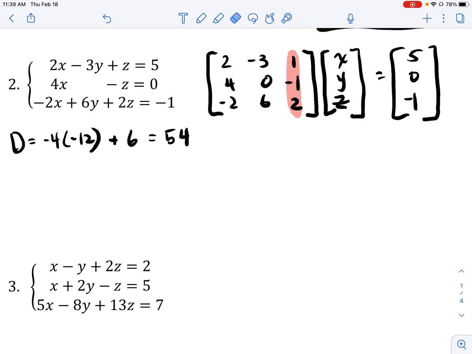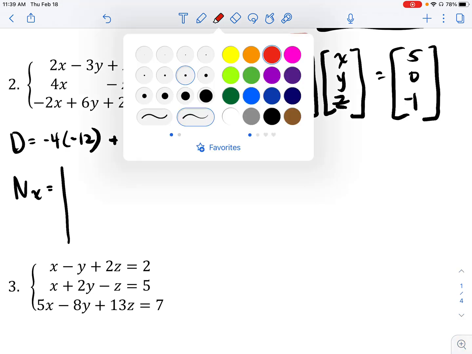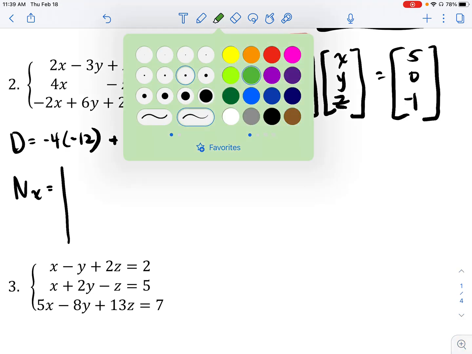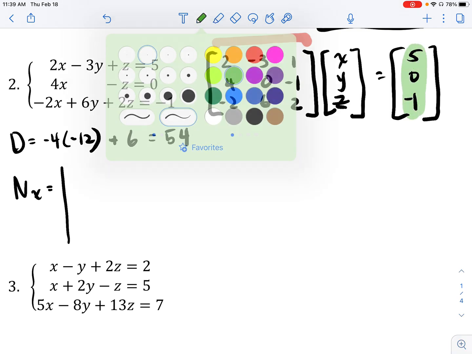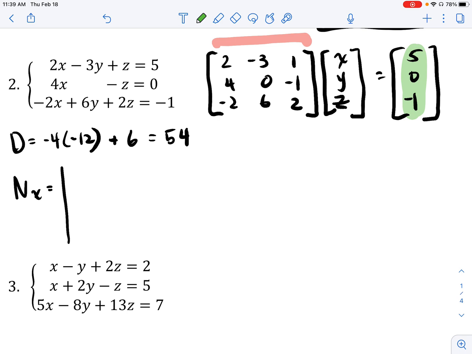Okay, let me go ahead and erase these now. So now let's move on to finding our other determinants. So n sub x is, again, I'm going to take this coefficient matrix and replace each column with this constant column. Since I'm finding n sub x, I'm going to replace my x column with 5, 0, -1. These values are going to go -3, 1, 0, -1, 6, 2.